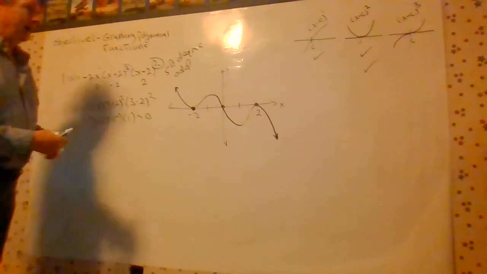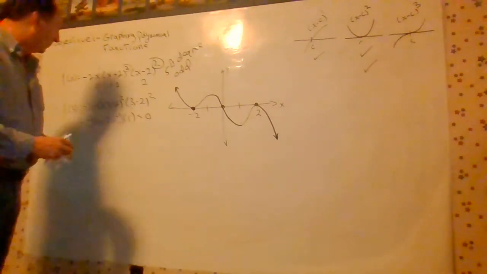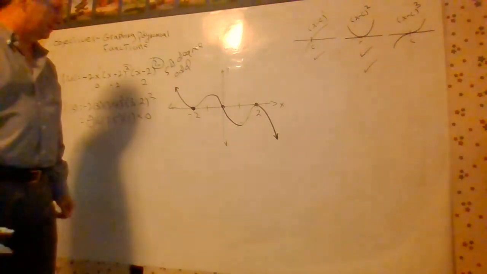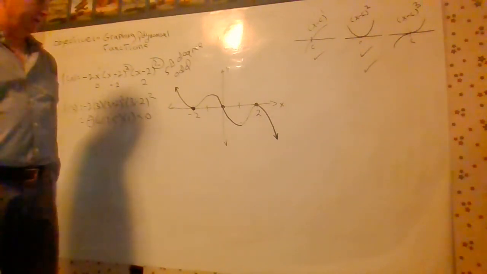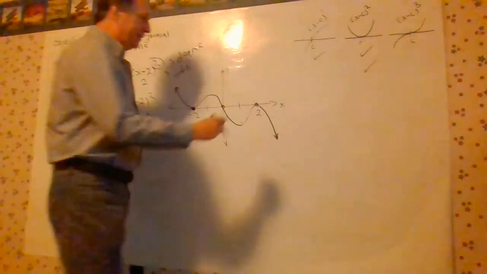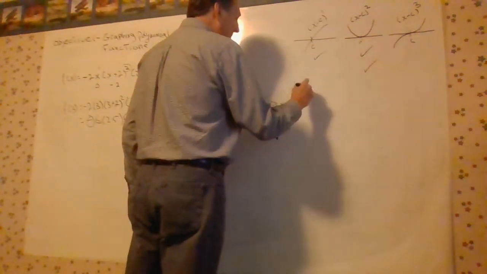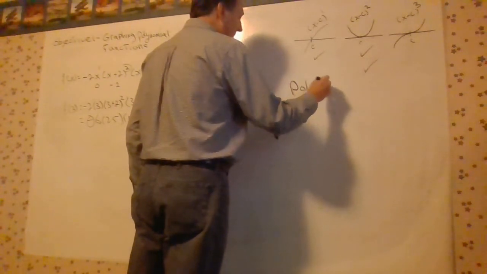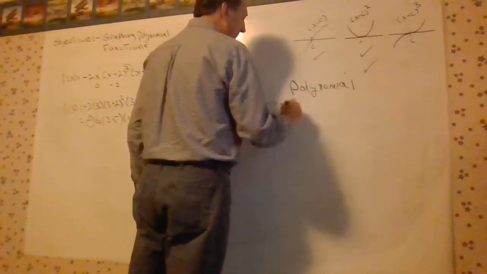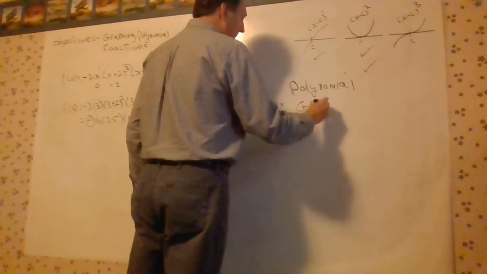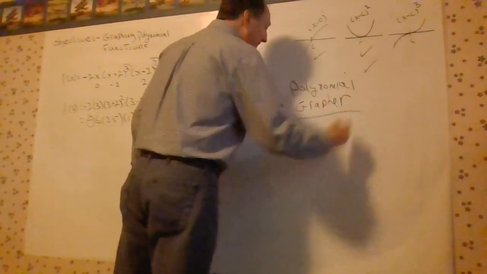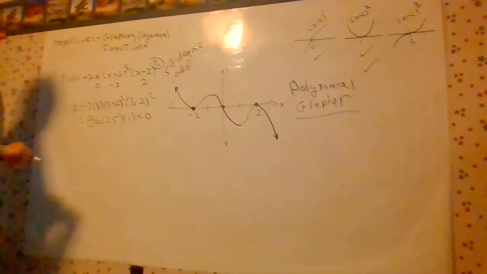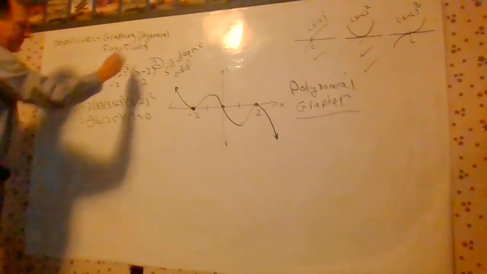So that's all for objective 1. You have a few homework problems that are no more difficult than this. And if you want to check your work, you can go online and Google polynomial grapher. Something simple will come up at the top of the list. I'll leave that to you. There's lots of those utilities online.